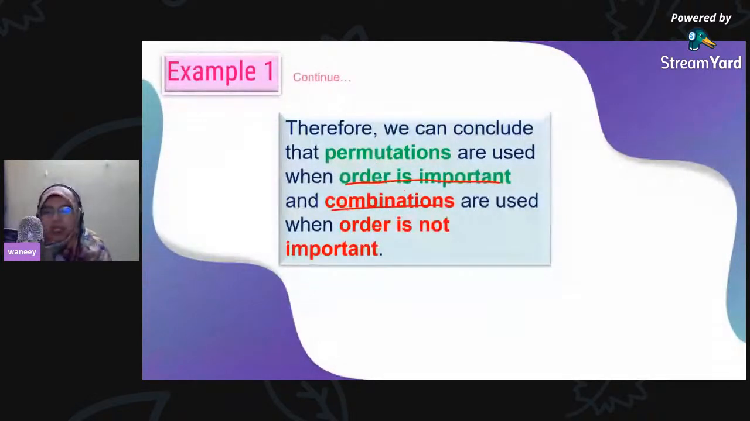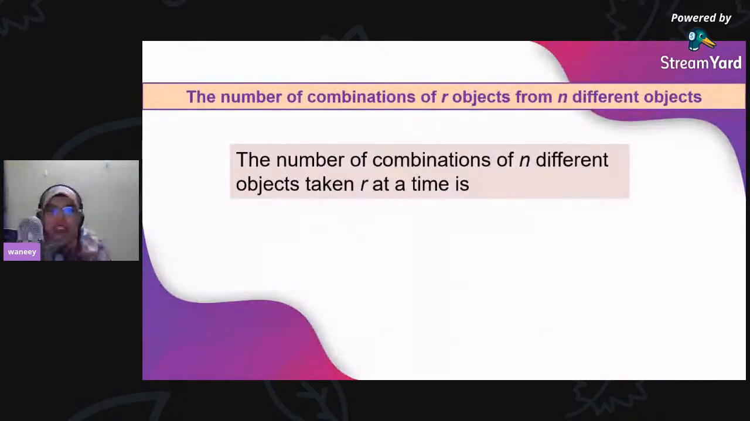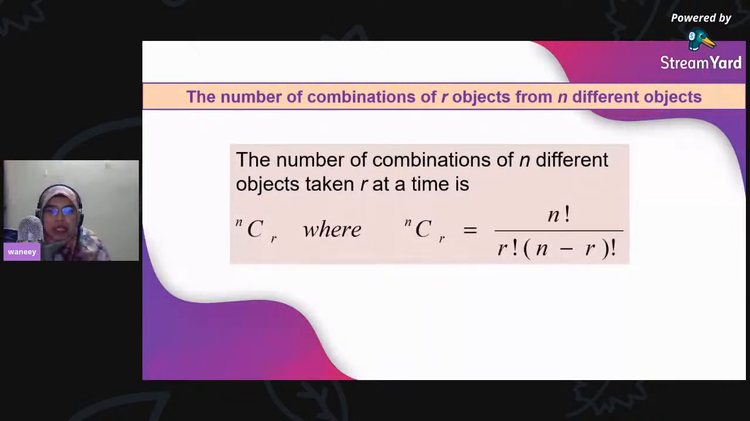Okay, next. The combination of R objects from n different objects. The number of combinations of n different objects taken R at a time is nCR, where nCR is equal to n factorial over R factorial times n minus R factorial. So this is the formula nCR. Out of n, I only want to choose R. Please remember them because most of the time if we need to prove something, we might need to use the definition of nCR, which is n factorial over R factorial times n minus R factorial.